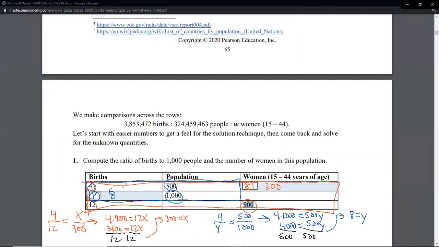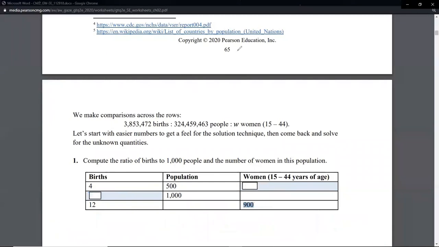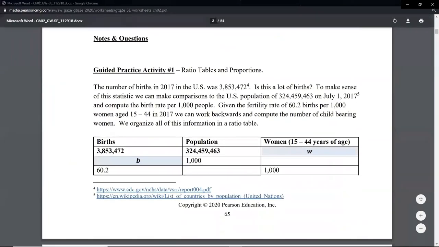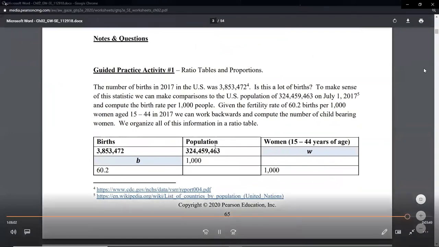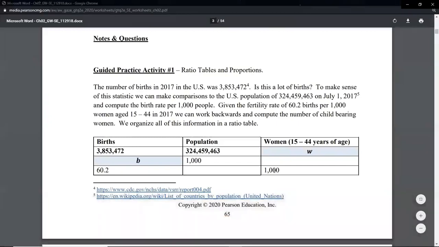So we haven't finished this section. What we'll do next time is go and complete that original problem, but instead of having nice, easy, pretty numbers like 4, 12, 500, 1,000, and 900, we're going to go back to having numbers of 3.8 million, 324 million, 60.2 births per 1,000 of women of birthing age, scaling the population to 1,000.